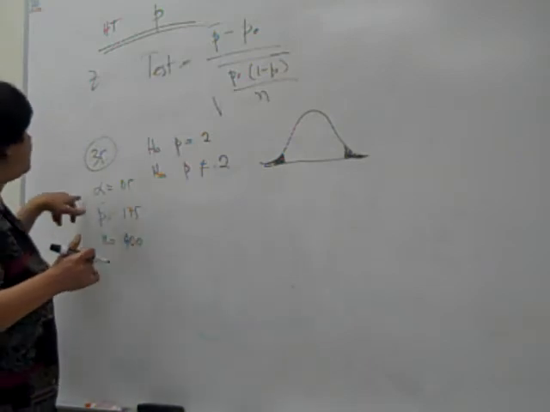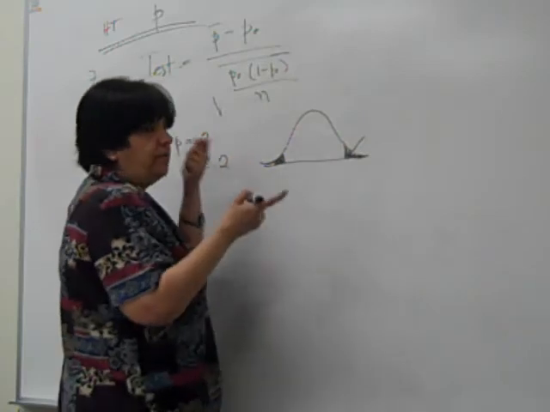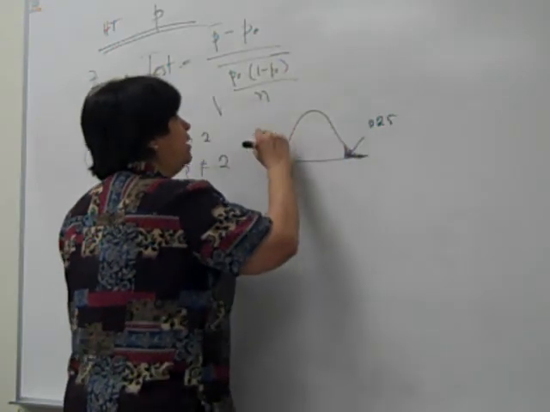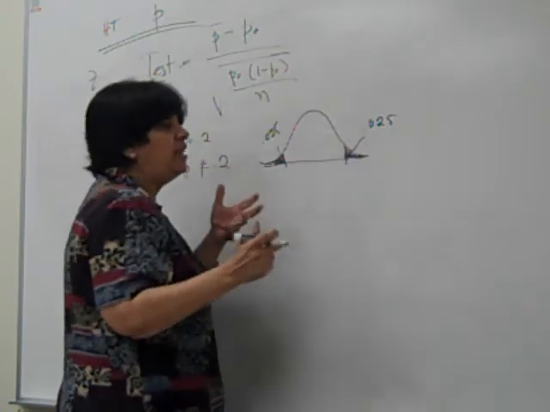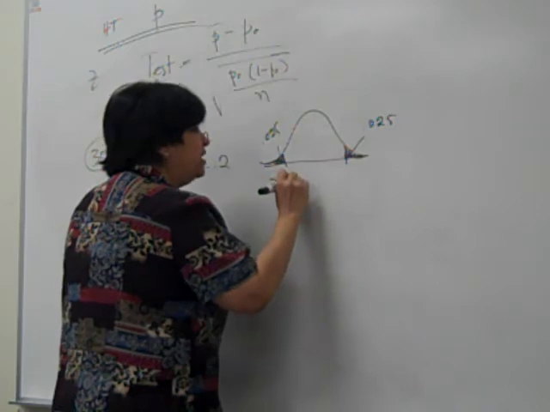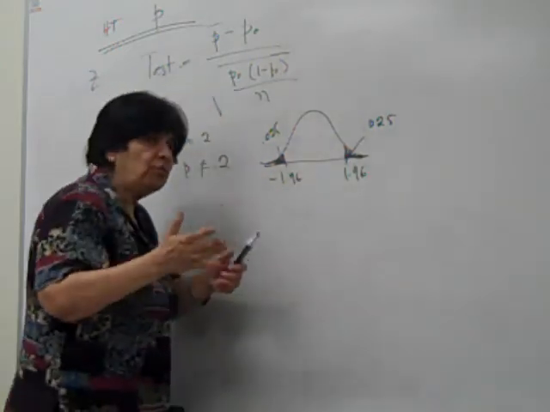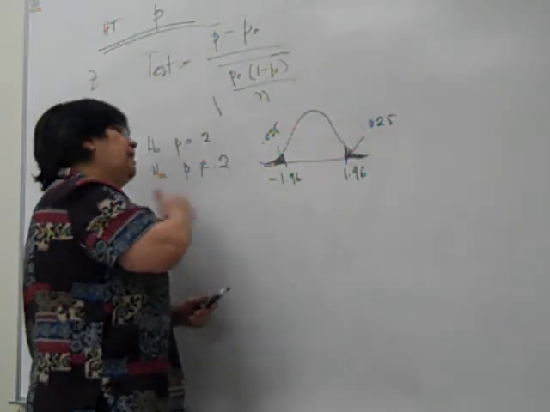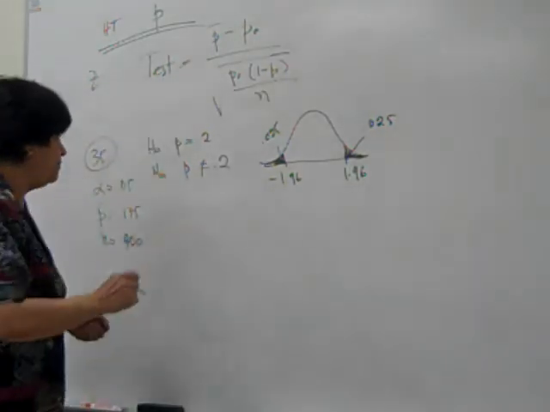So alpha is 0.05, and since we are dealing with a two-tailed test, this is alpha divided by 2, this is 0.025, and this is 0.025. In this case, my critical values are negative 1.96 and positive 1.96, and the rejection zones are to the right of the positive 1.96 and to the left of negative 1.96.